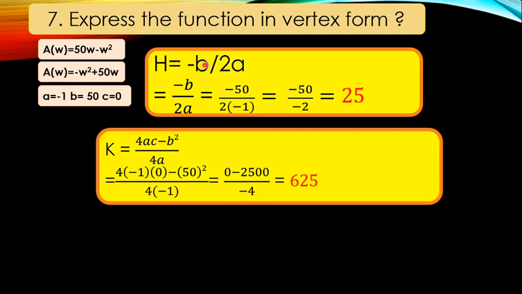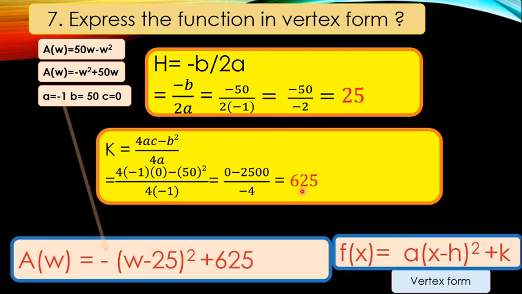After that, substitute the values of B and A here to find the value of H for our vertex, and K. Substitute the values of A, C, B, and A. So, we get 625. So, the vertex form is the value up here, negative 1. Next, the value of H is 25. Then, copy the minus from this formula. Then, 25 is the value of H and K is 625. Therefore, this is our vertex form.